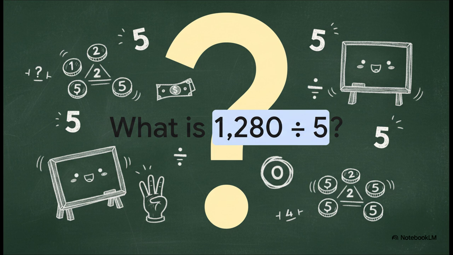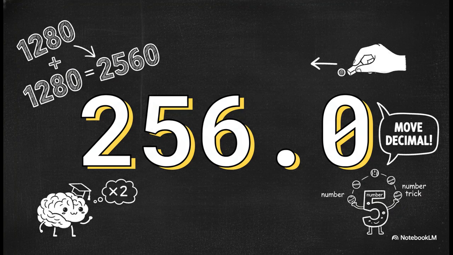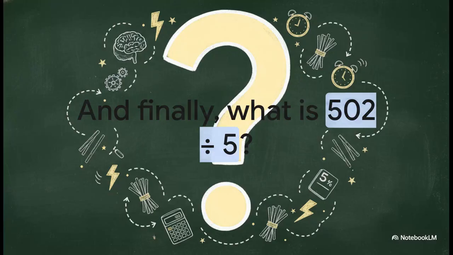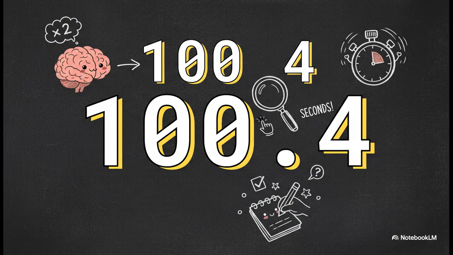Okay, now for a fun one. What happens when the number ends in a 0? Let's try 1,280 divided by 5. Does that change anything? Not at all. Double 1,280 is 2,560. Move the decimal 1 spot to the left and you get 256.0, which of course is just 256. The trick works perfectly every single time. All right, last one for our lightning round. 502 divided by 5. By now, you're a pro. You know exactly what to do. And the answer is 100.4. Double it, you get 1,004. Move that decimal, and you have just solved another one in seconds.